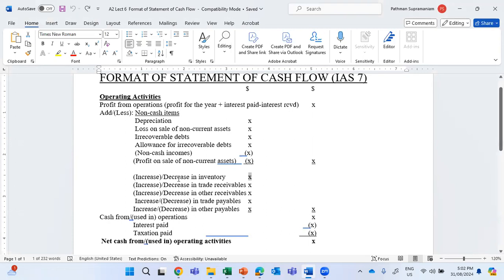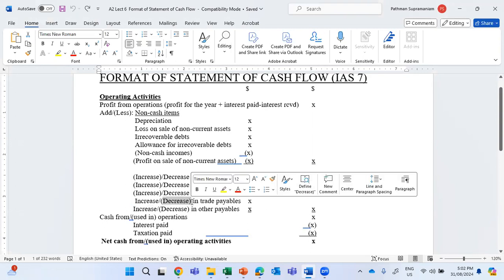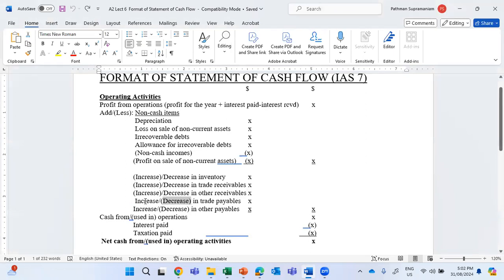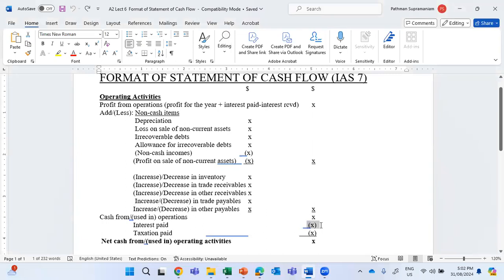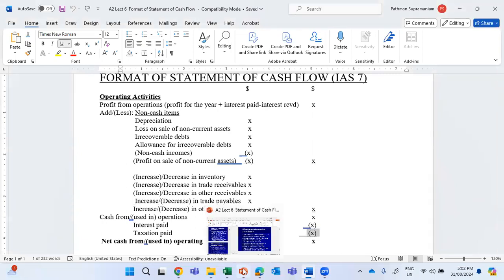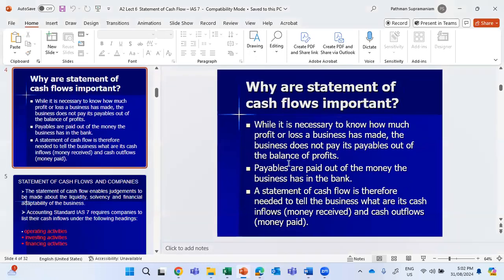So remember, asset increase is an outflow, decrease is an inflow. For liabilities it is the other way around. Increase is an inflow, decrease is an outflow. Because when liabilities decrease, that means we are paying to settle them off, so it's a cash outflow. When liabilities increase, we are not paying them, so we are retaining the money, saving the money. So it's taken to be like an inflow. Right. So we deduct the interest paid and we deduct taxation paid. So how to calculate, for example, taxation paid?